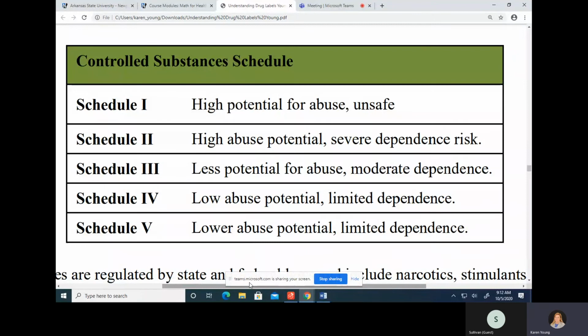Schedule 3, there's less potential for abuse and a moderate amount of dependence. But you get that right person, you're going to take them. A Schedule 4 is a low potential for abuse and a limited dependence, but these are all narcotics too, by the way. Schedule 5 is a lower abuse potential and limited dependence. So these have to stay locked up. You can't just leave them out.